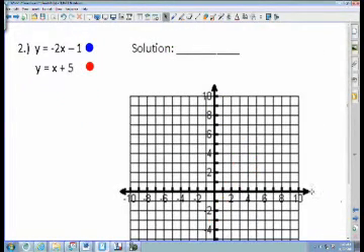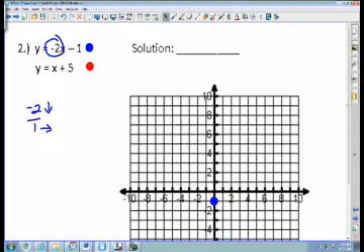Let's go to the next one. First thing we're going to do is plot the y-intercept at -1. So I'm going to go down here to -1 and put a dot. My slope is -2. That's -2 over 1. It's telling me to go down 2 and to the right 1.